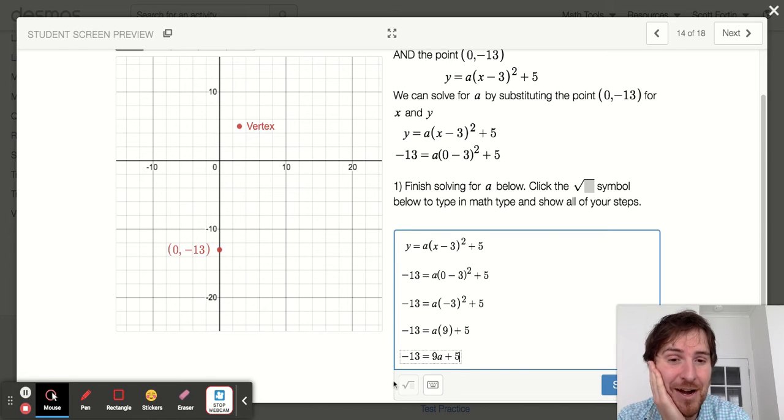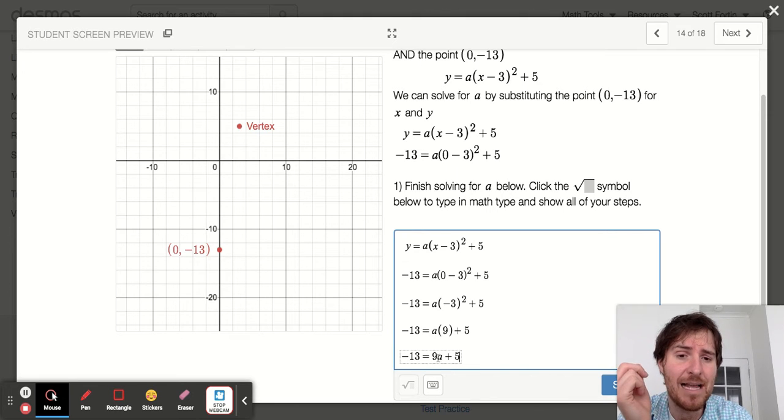And now we can't really add these. These are unlike terms. We have 9 a's, and then we have just 5 ones. Those don't go together. We can't add a number to a variable. We've got 9 of those variables, and then 5 of something different. This constant here is 5. So anyways, now we need to solve this.